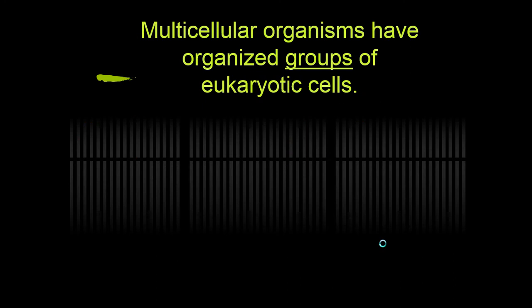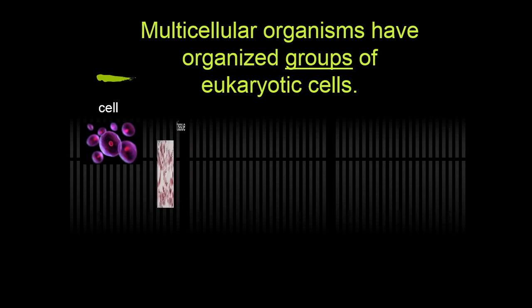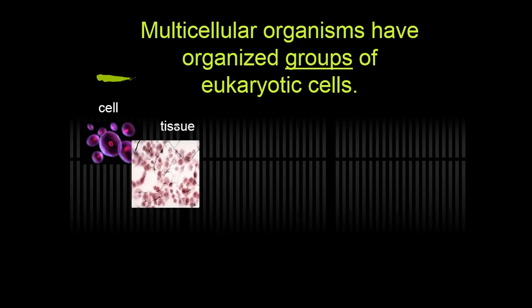Multicellular organisms. These are things that are made up of more than one cell, like a leaf, or a tree, or a human being, or a dog, or a cat. These organisms have to be organized into groups of eukaryotic cells. And if we look at that organization from smallest to largest, the smallest part of a multicellular organism is one single cell. If you take a bunch of those cells that do the same job and you compact them together, it's called tissue. Some examples of tissue that you have in your body might be nervous tissue, muscle tissue, stomach tissue.